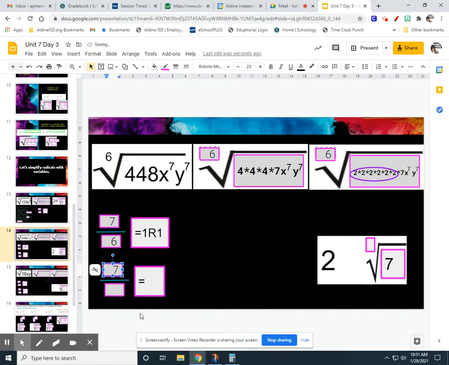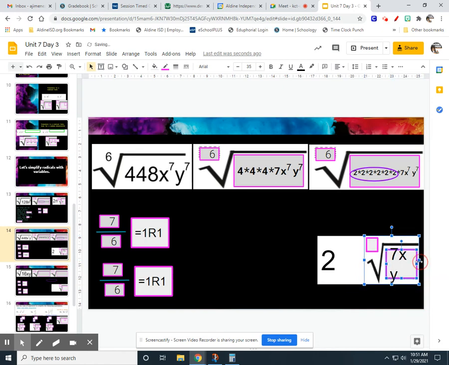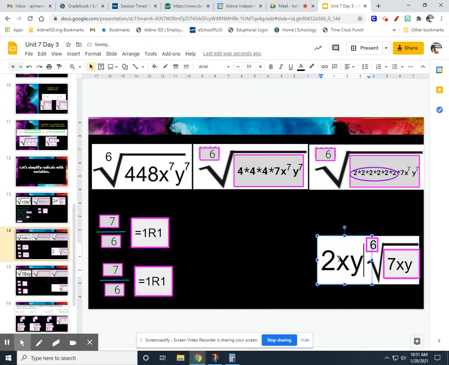I do 7, 6, and then it's 1. 6 goes into 7 one time with the remainder of 1. That remainder is the one that's staying inside. So that means we're going to put x and y in here. Do the 6 in here, and then there's only one x and one y that came out.